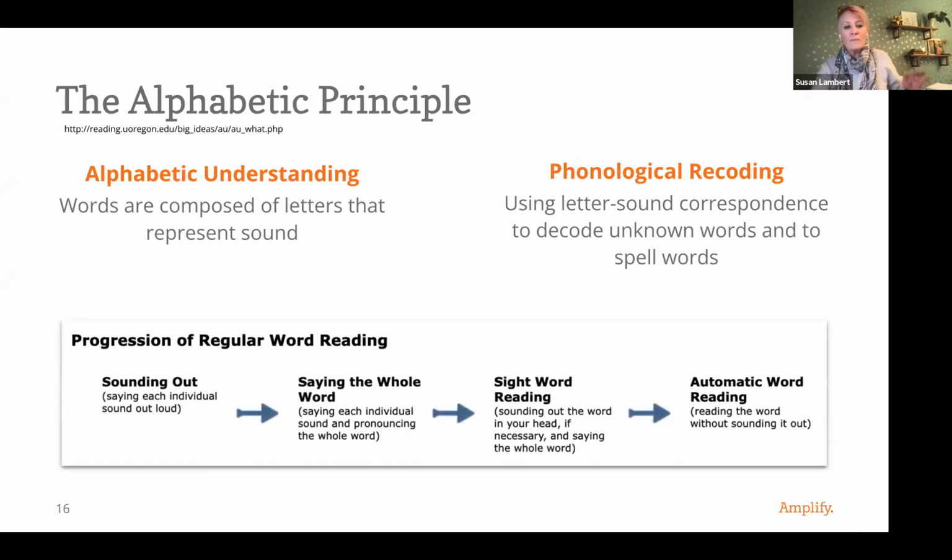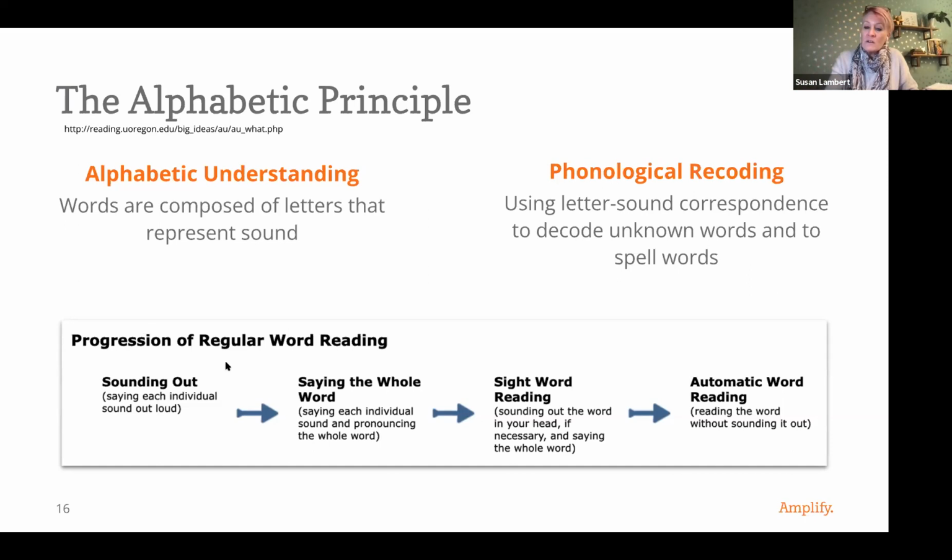And there's really a progression that we want to see them go through in terms of word reading. And this is what skilled readers do, right? This is how to develop an efficient brain in terms of skilled reading. So you start by sounding out each individual sound. Think of k, at. And then what we want to do is say each individual sound and blend those sounds together into a word.